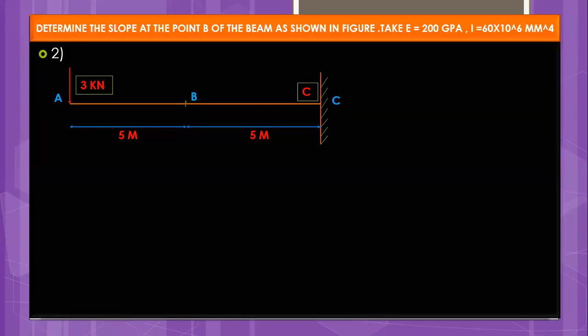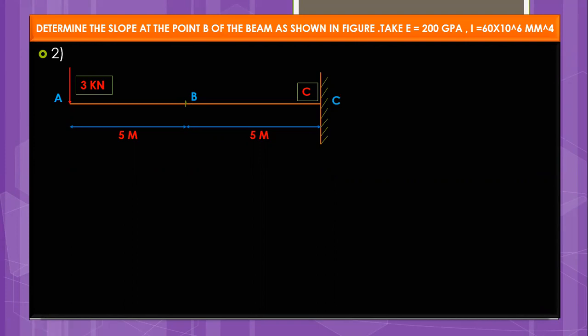So now let's solve the second problem. In the second problem, we have to determine the slope at a point B of the beam as shown in the figure. We are given the values E and I. In this problem, E is 200 GPa and I is 60 into 10 raised to 6 mm raised to 4. In the last problem, you can put in the EI values and get the displacement at point B in mm as well, but I have kept it in terms of EI. So you can find it in mm also. Now in the second problem, we have to find the slope at point B.